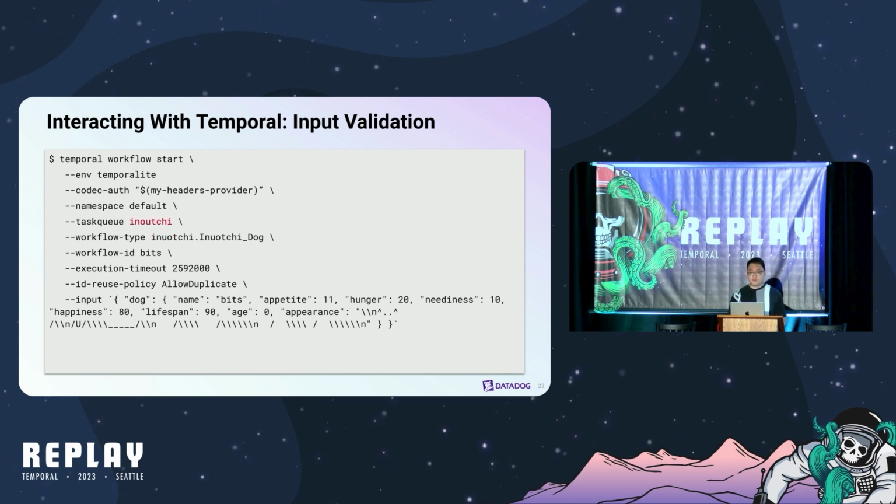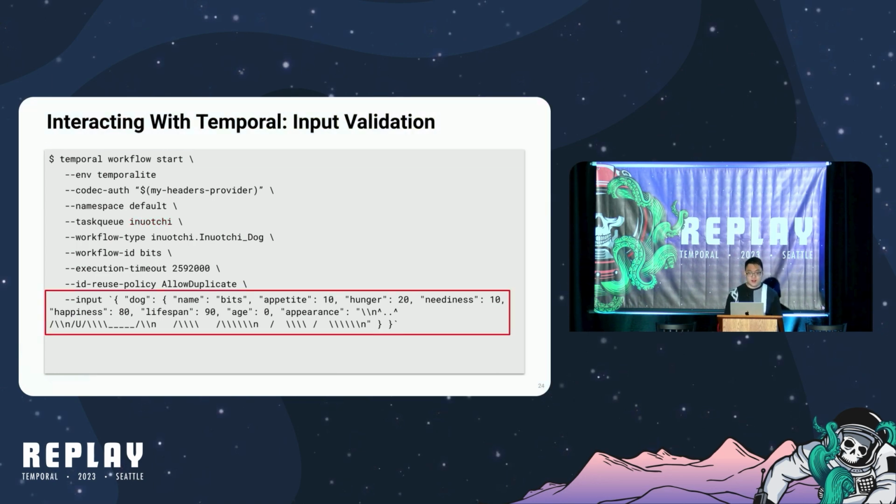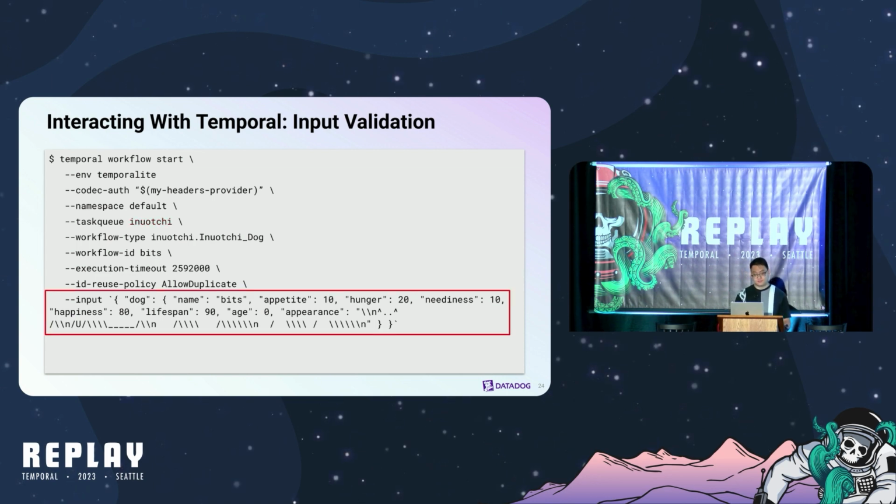For example, we could have just as easily scheduled a workflow into a task queue that has no workers, or provided an invalid input payload.